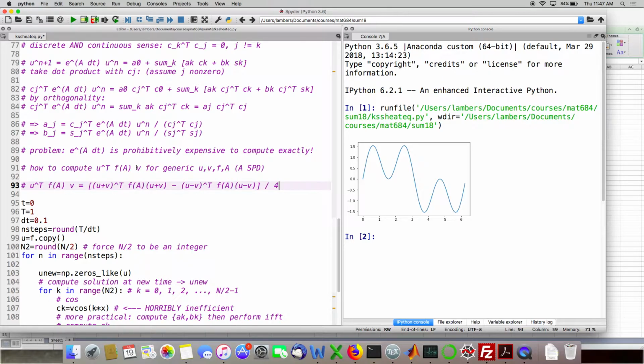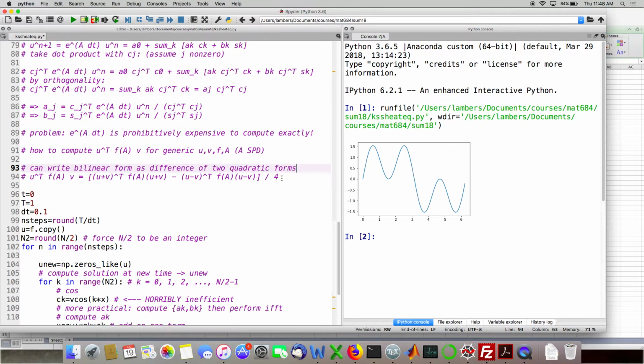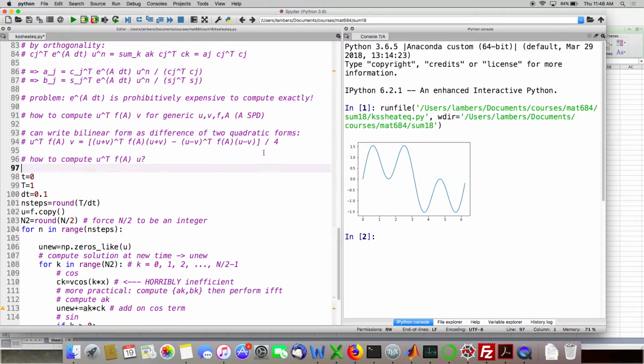So what that means is I can have two of these expressions where the vectors on either side are the same. In other words, a bilinear form as a difference of two quadratic forms. So now we're at this problem, how to compute U transpose f of A U, or at least approximately.